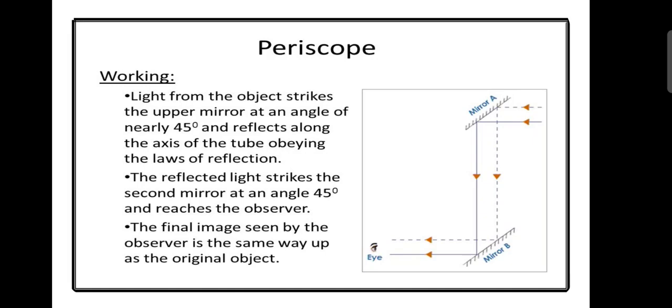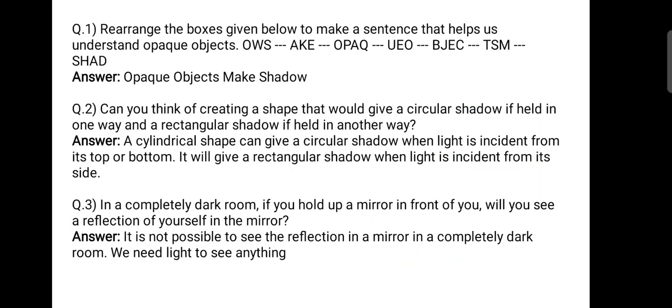So children, here we have all discussed the mirror and the reflection. So after this children, now it is time for us to discuss the exercises. These exercises are given in the book. So now children, what you have to do is, first question, arrange the boxes given below to make a sentence that helps us understand opaque objects.